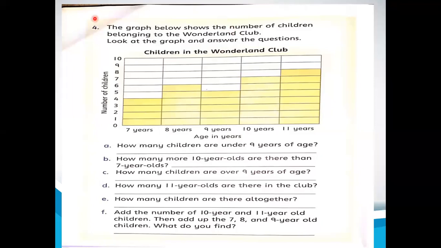Yes, beta, take out your book, open page number 212, question number 4. First of all, write the date, CW, and date. Write date, CW, and date on page number 212.